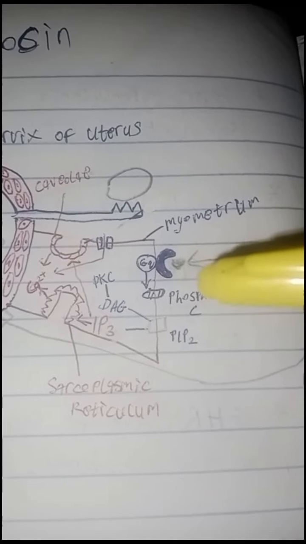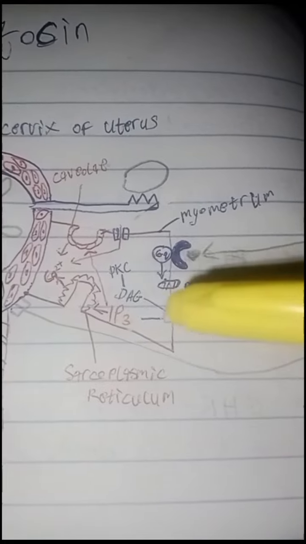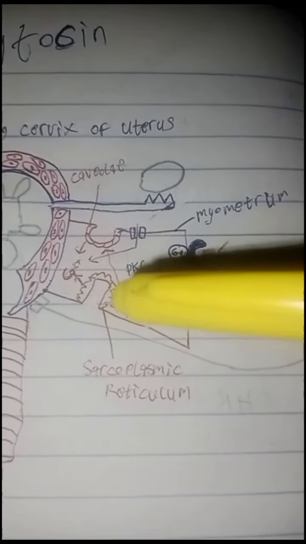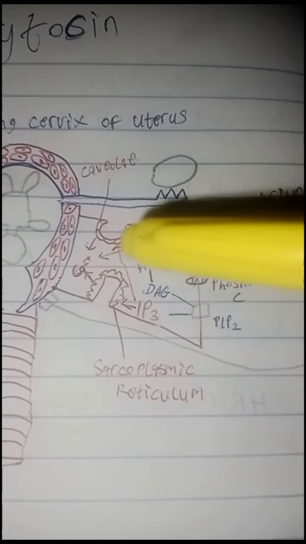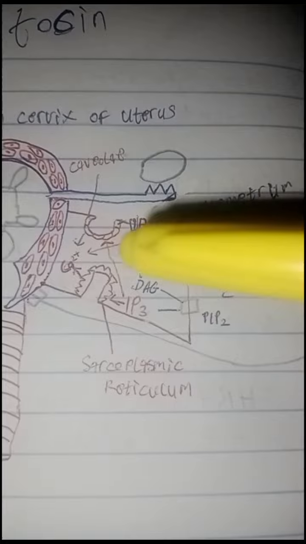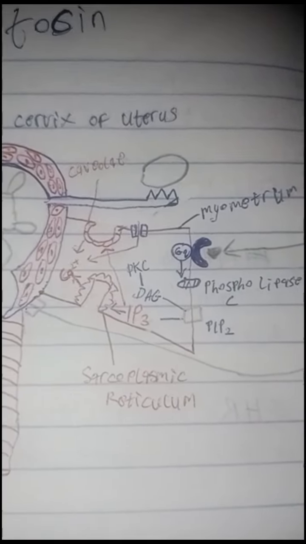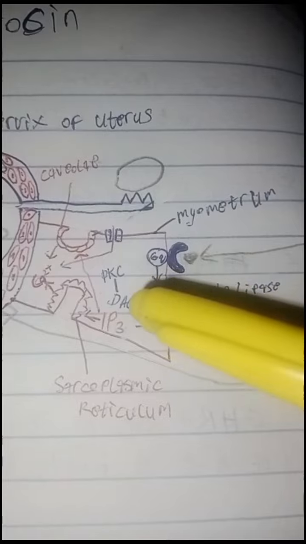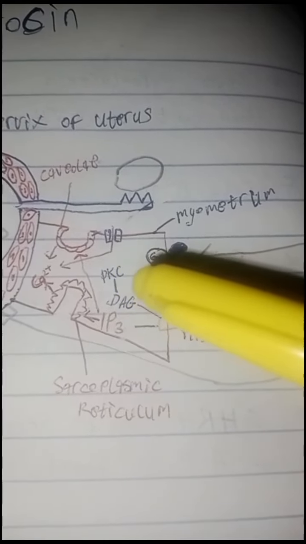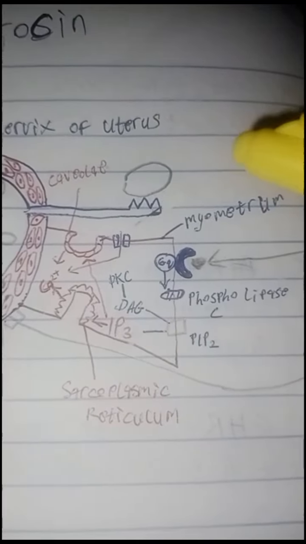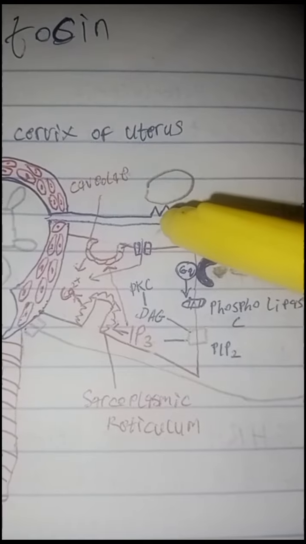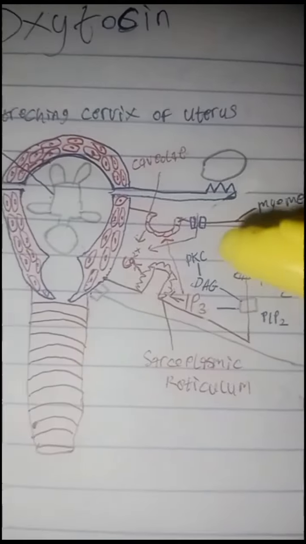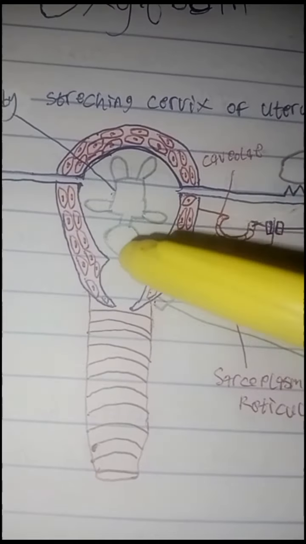Now, phospholipase C breaks down PIP2 into diacylglycerol and IP3. IP3 causes the sarcoplasmic reticulum and the caveolae to release calcium, which will in turn bind with calmodulin to form contractions. Then the DAG activates protein kinase C, which will cause phosphorylation of a membrane protein that will allow calcium to come inside and also help increase the contractions. Now that increasing contraction will allow the baby to come out.